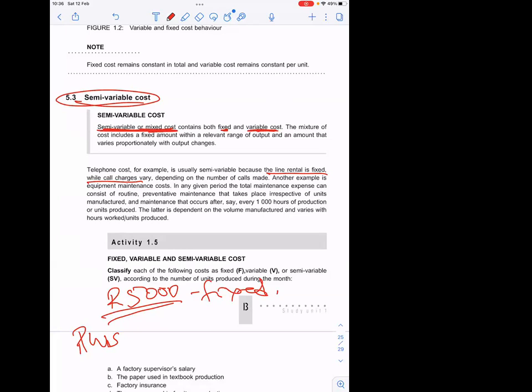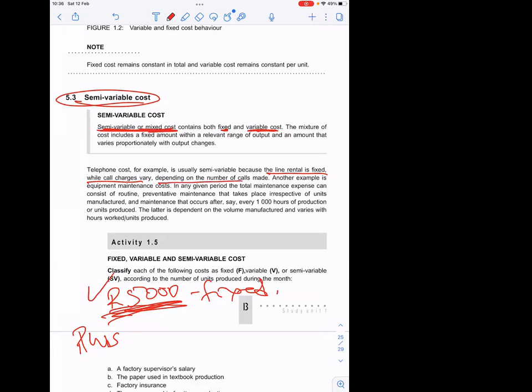So what do we call that cost now? We call it semi-variable cost, or a mixed cost. So this cost, for instance, will never go below 5,000. Let's say you don't make a call in that month in question. You still have to pay the fixed portion to Telkom, depending on the number of calls.